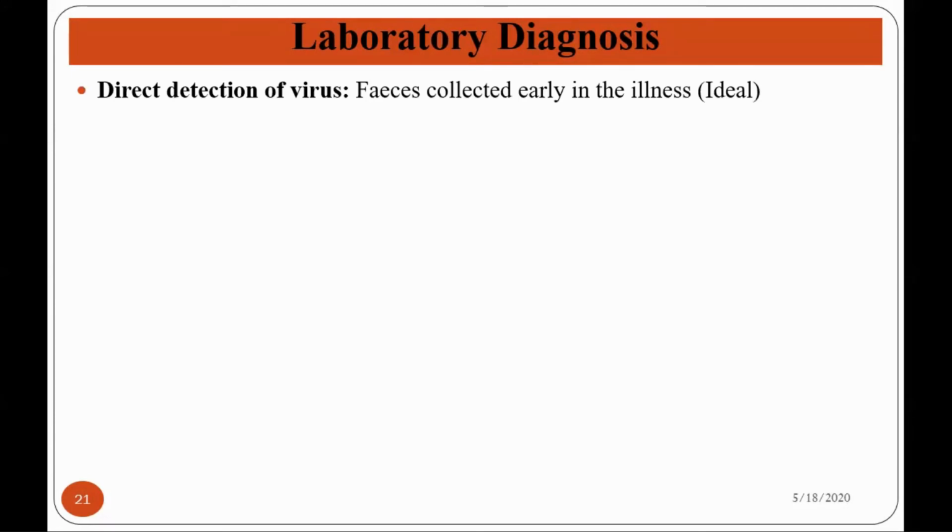Here, we have to collect the specimens. The best specimen in case of viral gastroenteritis, which is caused by rotaviruses, is the feces or stool specimen. The causative agent, that is rotaviruses, can be detected in the stool specimen of the infected person. Stool is considered the ideal specimen for laboratory diagnosis of rotavirus.